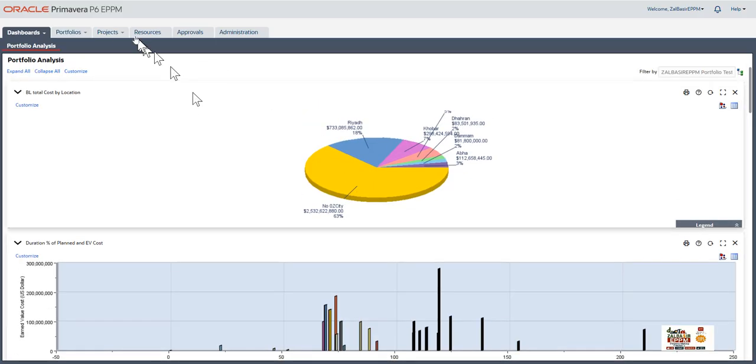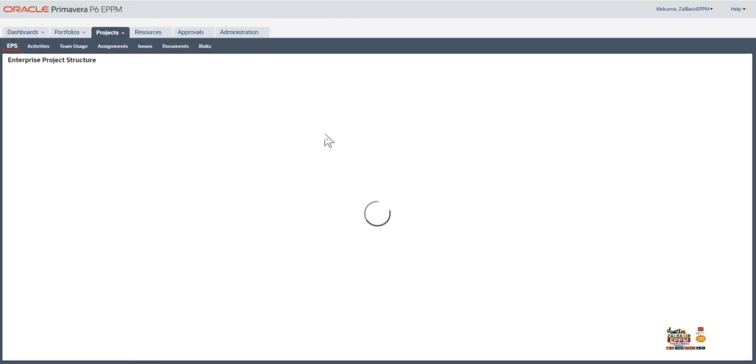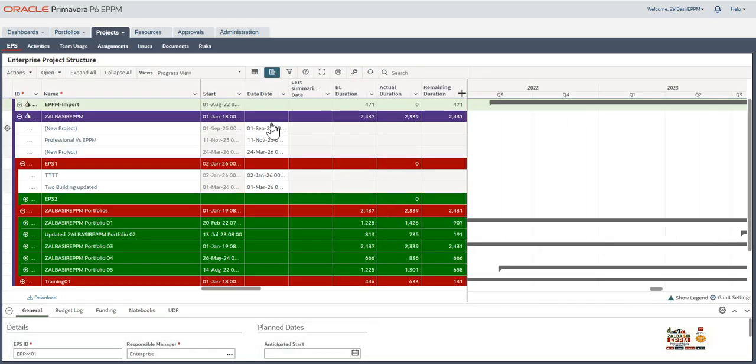So this is what we have now in Primavera P6 EPPM 25.12, and I recommend you all to have it and work inside it. It's very good, it has a very good system, and it can help you a lot.